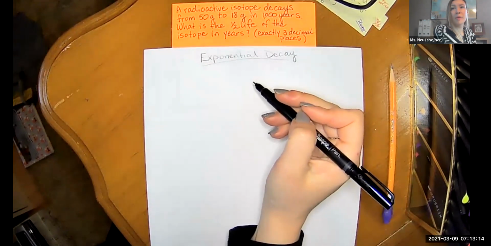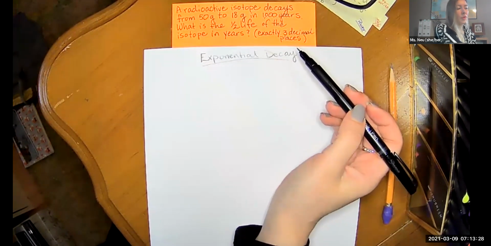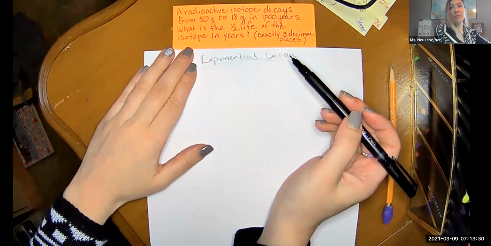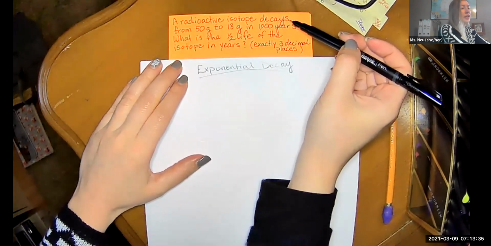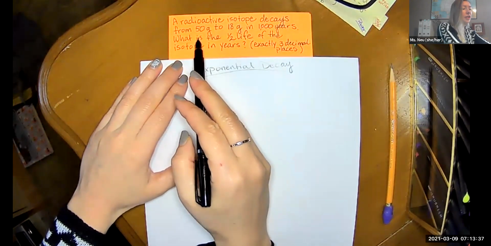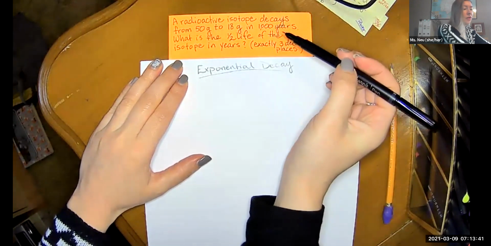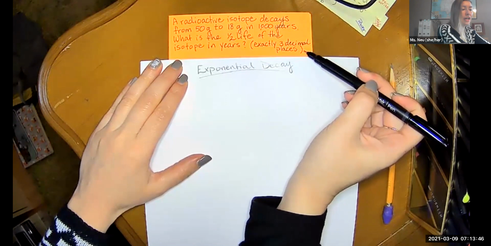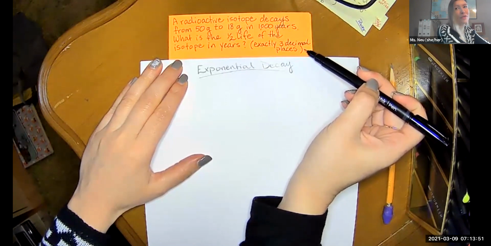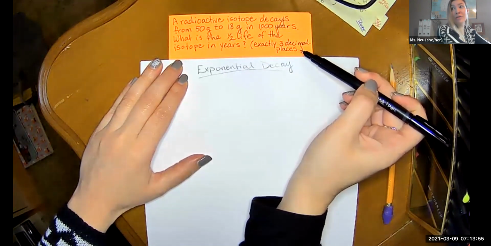In this video, we're going to talk about exponential decay. I have a story problem here that we're going to walk through, and I will show you the important steps when doing these. So we've got a radioactive isotope. It decays from 50 grams to 18 grams in 1,000 years. And the question asks, what is the half-life of the isotope in years? And of course, I want you to get the rounding just perfect to 3 decimal places at the end, and without rounding throughout your analysis.